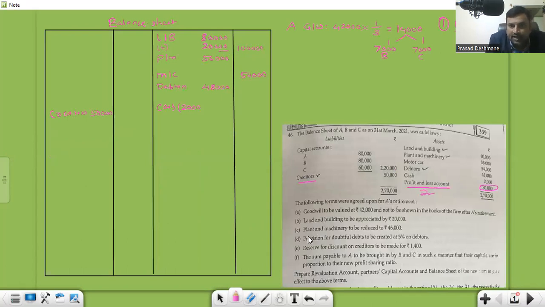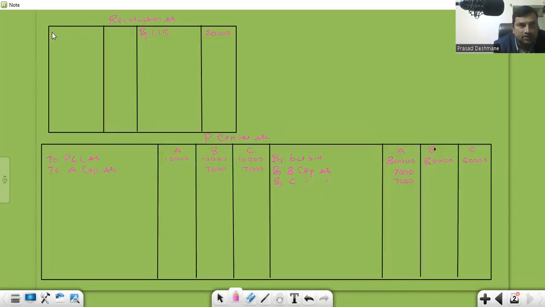After that, we have plant and machinery to be reduced to 46,000. It was 56, it becomes 46. It means it is depreciated by 10,000. And asset depreciated is a bad thing for us. That's why I'm writing on the debit side of reval, plant and machinery 10,000. Correct?